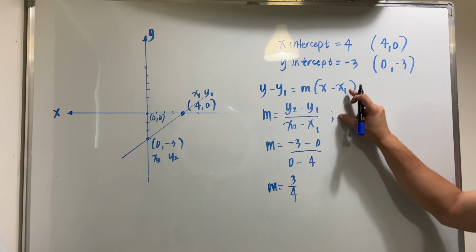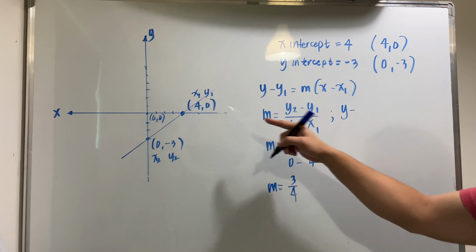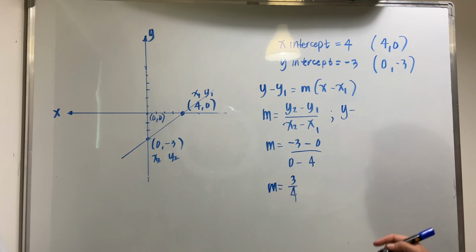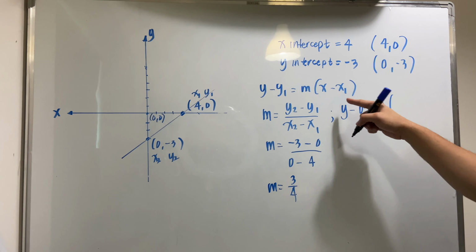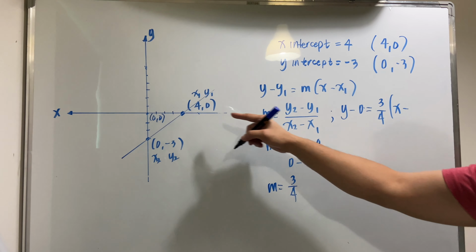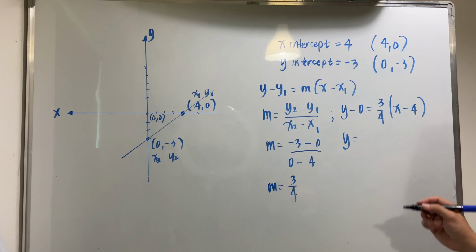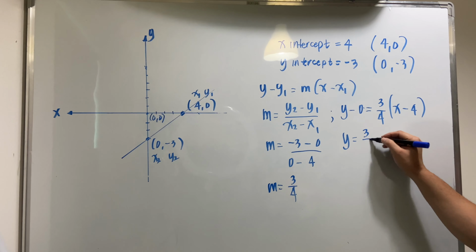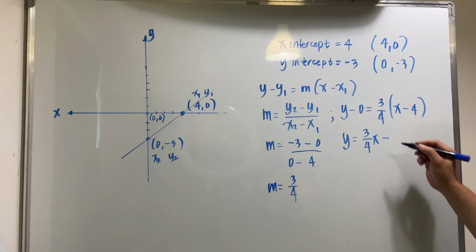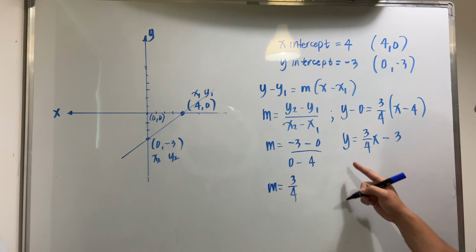So then you can substitute this one. So you'll have y minus, you can choose any of these points. So let's choose the first point. So y minus 0 is equal now to, substitute your m, which is 3 over 4, and then you'll have x minus x1, which is 4. So y is equal to, so let's try to distribute 3 over 4 to x minus 4. So that is 3 over 4x minus, so the 4 cancels, so minus 3. So this is our slope-intercept form.